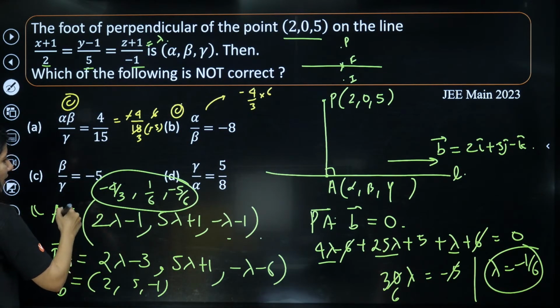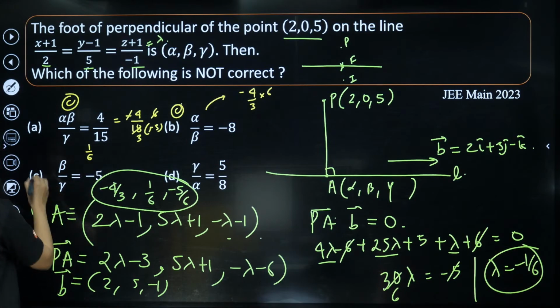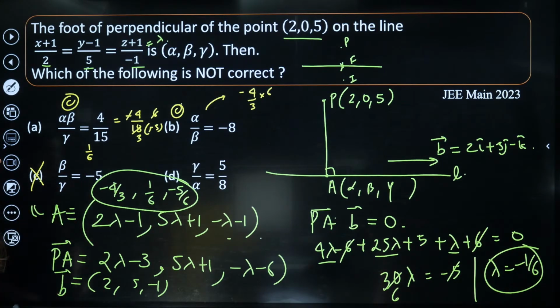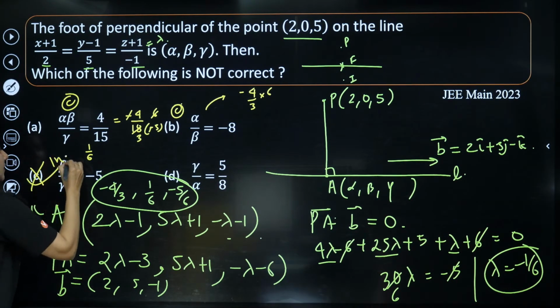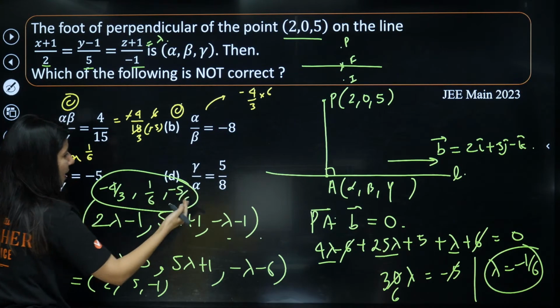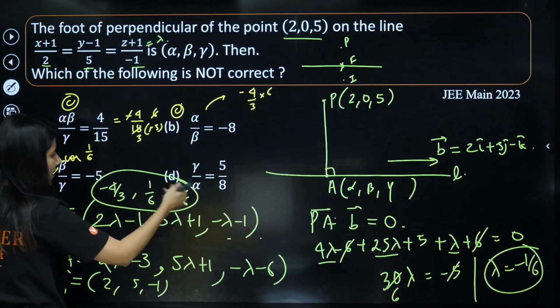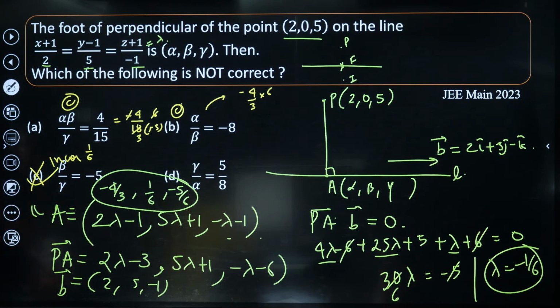Beta by gamma. So 1 by 6. So beta by gamma is incorrect, no? Beta by gamma would be minus 1 by 5. So option C is incorrect. Gamma by alpha is correct, you can see the 5 by 8. So beta by gamma is not correct.